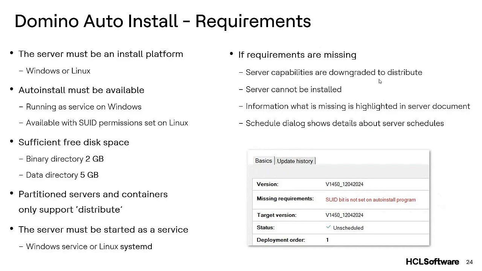But when there are issues like this, there's a missing requirements field. It's normally a hidden field, but when we have something to display there, it will show in the server document. And this will show you why. Like in this case, it was a Linux server, and the SUID bit was not set on the auto install program, so that we would not be able to perform installs. Okay, next slide.